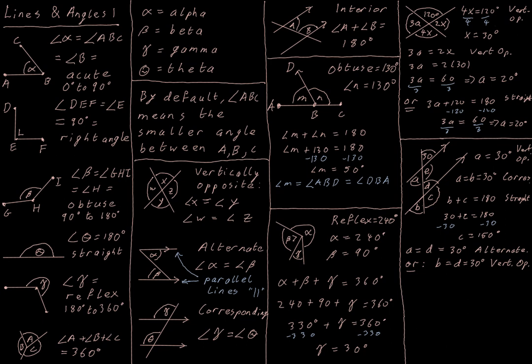So how would we get E? Well, we could say that E and C are corresponding angles. We could say that 30 plus E must add up to 180, or we could say that the interior angles, E and D, must add up to 180. So we have several options there for finding E.